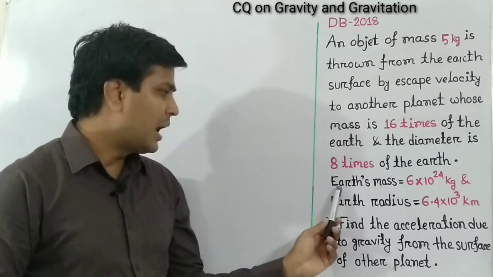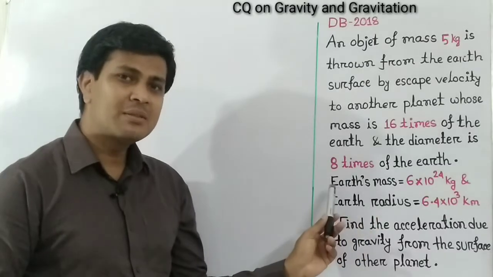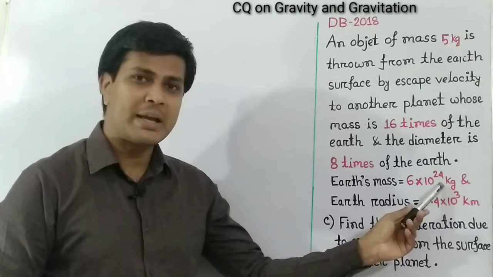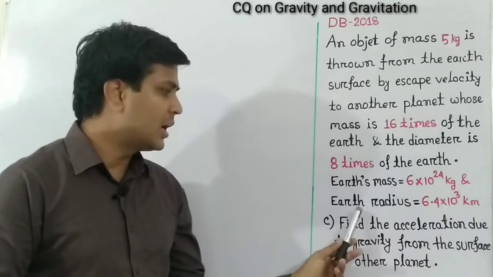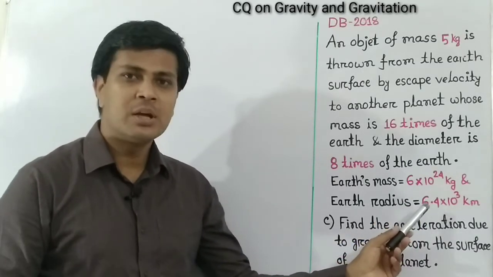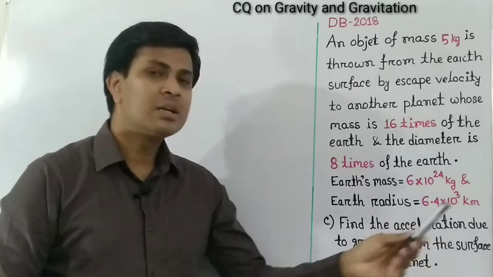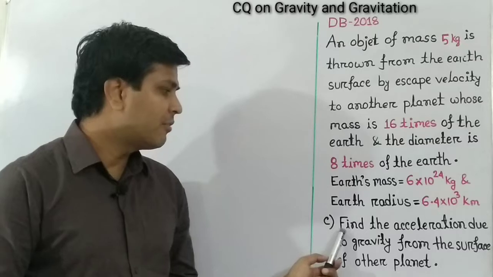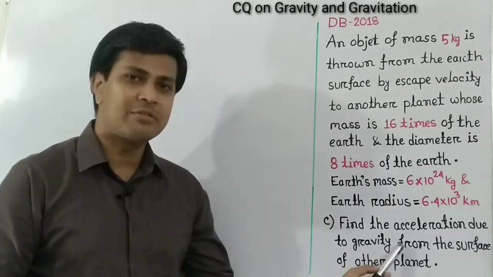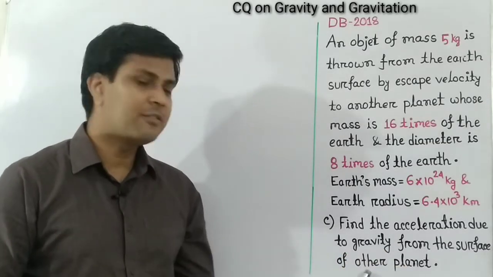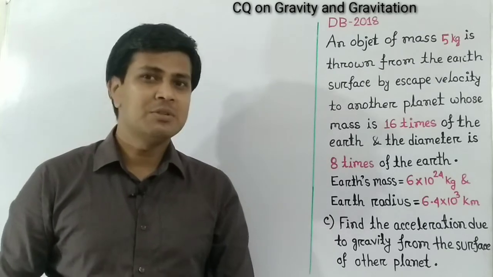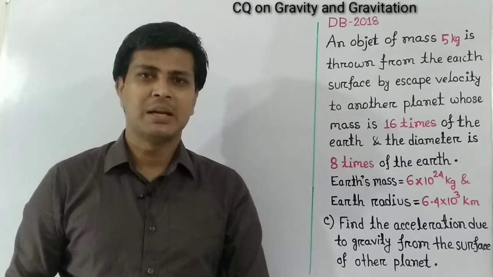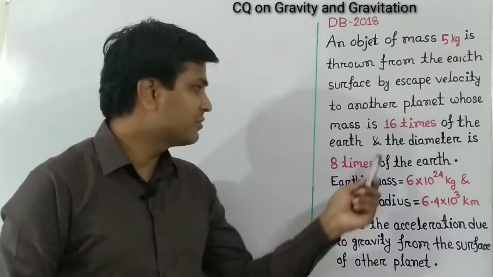Here, the mass of the Earth is given as 6 into 10 to the power 24 kg, and the radius of the Earth is given as 6.4 into 10 to the power 3 kilometer. And question C is, find the acceleration due to gravity on the surface of the other planet. That means we have to calculate the acceleration due to gravity of the other planet. Let's see the conditions first.